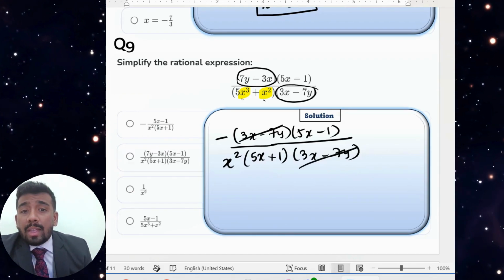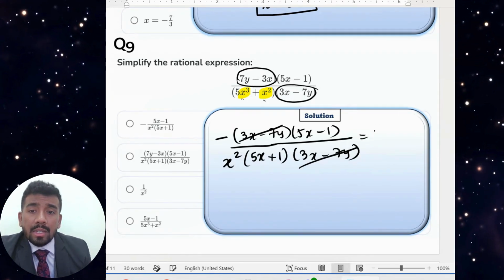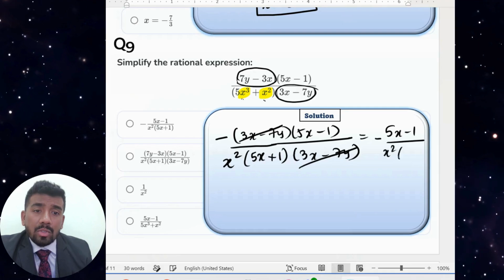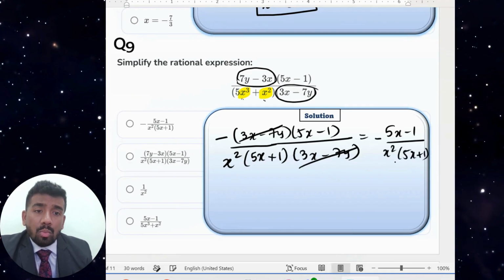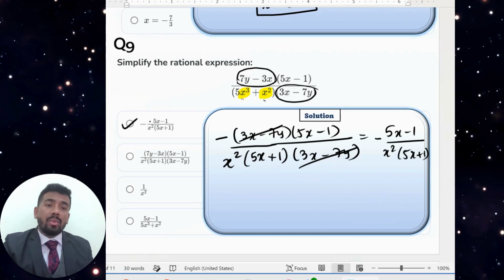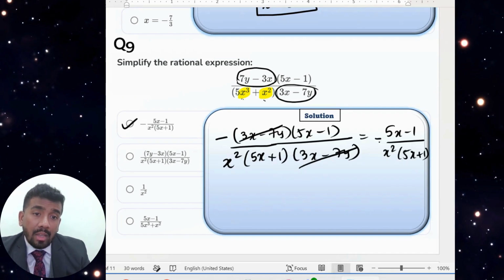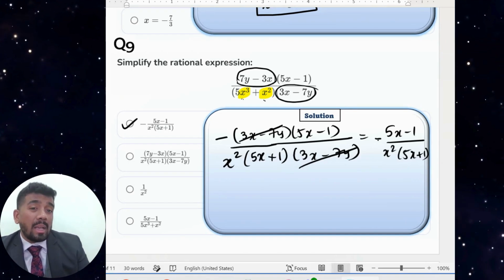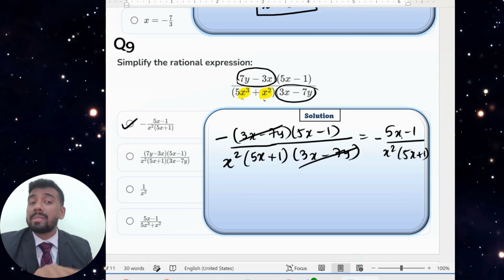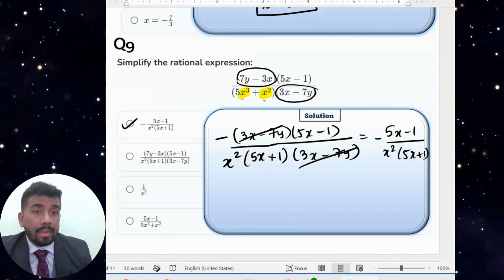X square, can I cancel anything? No. So you still remain with minus outside 5x minus 1, and down you will have x square, 5x plus 1. Do you have any options with this? Yes. Understood? That's how you do it. Don't try to cancel this 5x minus 1 with this, okay? Even though you have minus outside, if you want to take it inside, it will become opposite. It will not become the same like a denominator, so you don't cancel, okay?